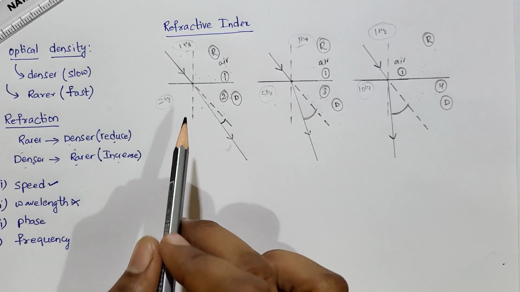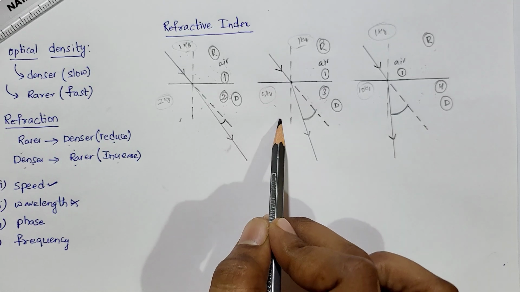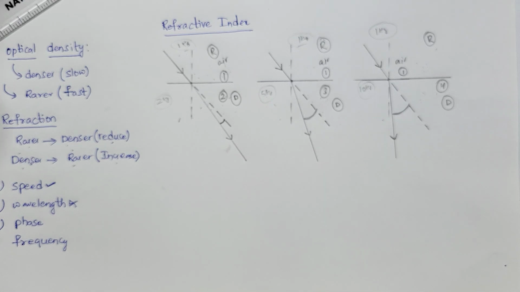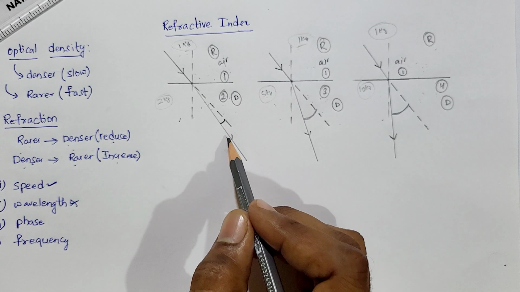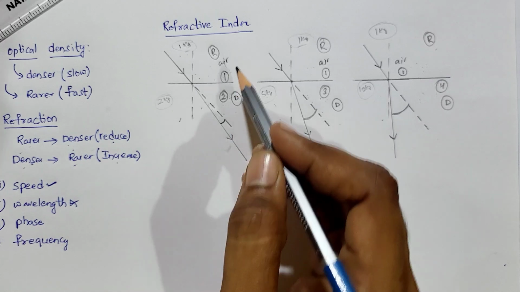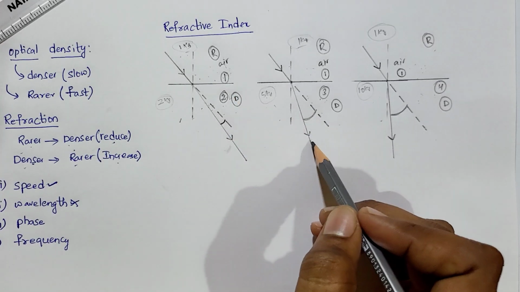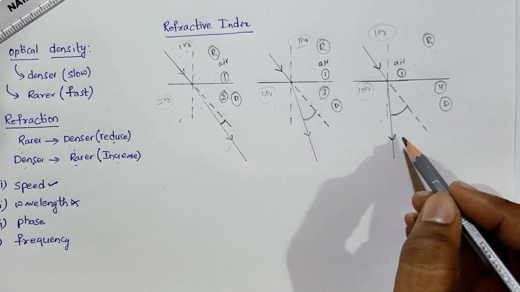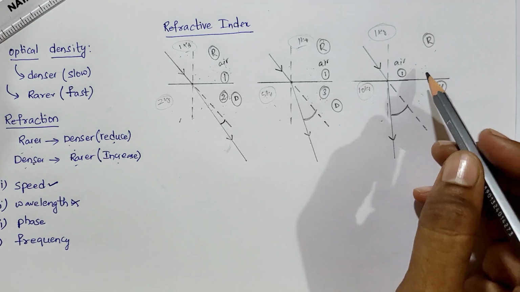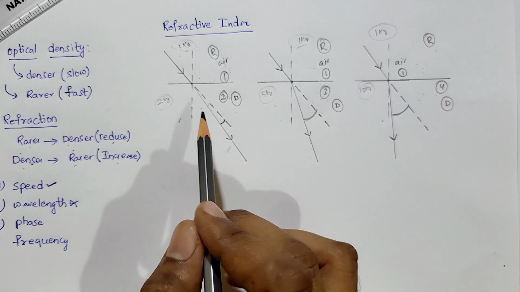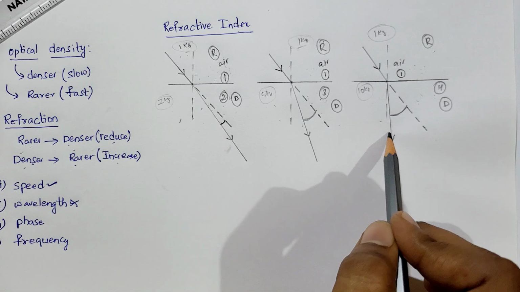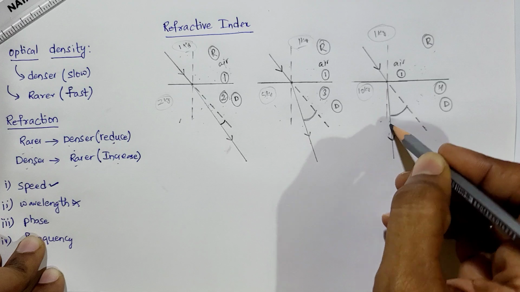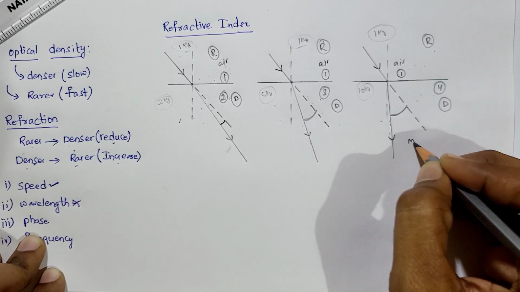In all the cases, light ray is passing from rarer to denser medium only. But the optical density of this medium is less, this medium is greater, this medium is greatest. The first medium is common for all. So what happened here? The amount of refraction here is less, because the difference in optical density is less. The amount of refraction here is more, because the difference in optical density has increased. The amount of refraction here is still more, because the difference in optical density has increased still more. So refraction less, refraction more, refraction most. If more refraction happens, there is more bending and more reduction in speed.